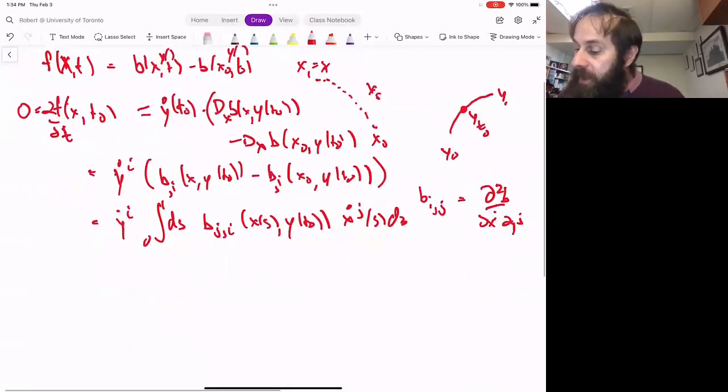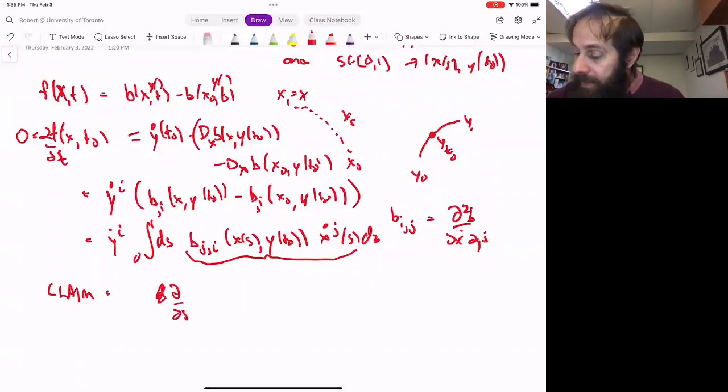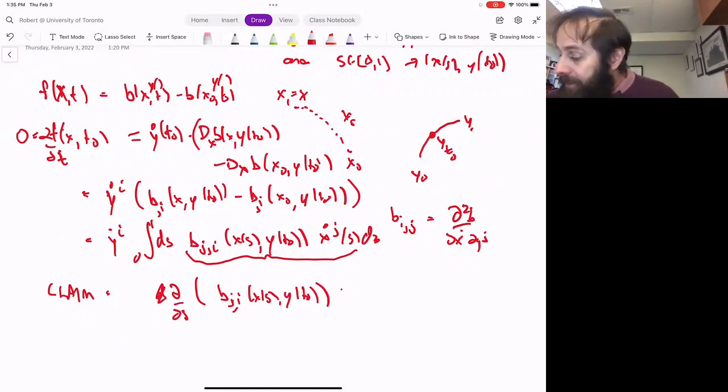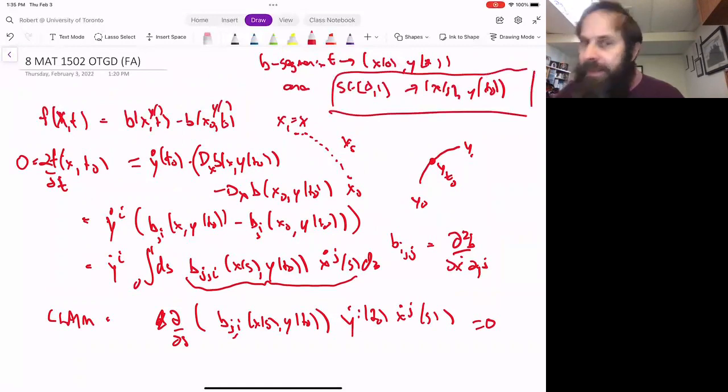And my claim was that somehow the integrand here is independent of s. Maybe I should write the partial derivative d by d s of b j i at x s, y t naught, maybe I'll put the y in as well, it doesn't hurt, y i dot t naught x dot j of s equals 0. And I claim that that came from the fact that this curve was a b segment. And Ken said, well, but there's going to be an x double dot term under this derivative. What do you do about the x double dot term?